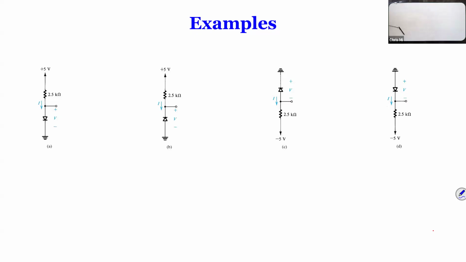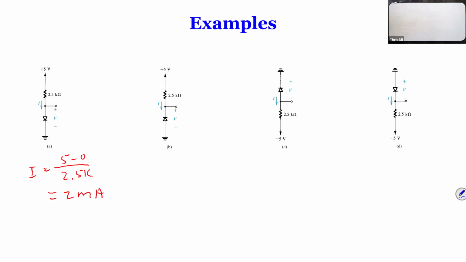you assume there's no current. What happens to the voltage over here? No current, 5 volts minus 0 voltage drop, you get 5 volts. And you got 5 volts across the diode, not possible. So it must be on. If it's on, this is a short circuit. So you have 5 volts divided by 2.5K, you get the current you need, which is 5 minus 0 divided by 2.5K, which gives you 2 milliamps.